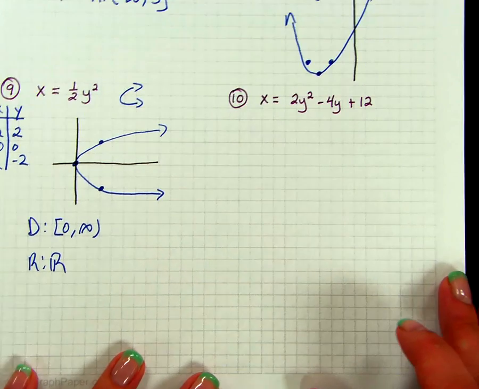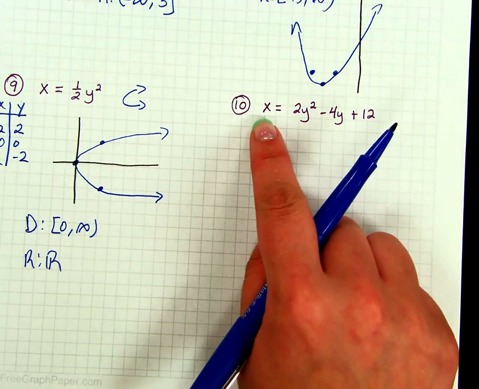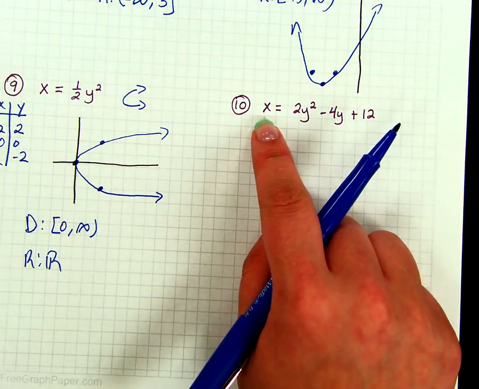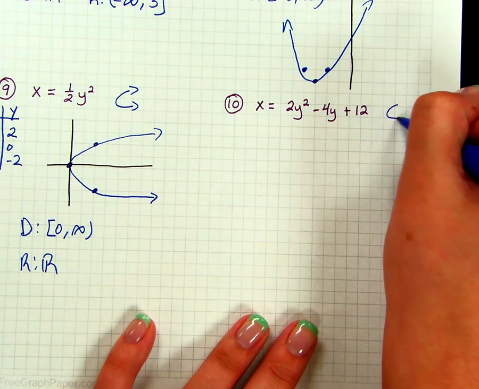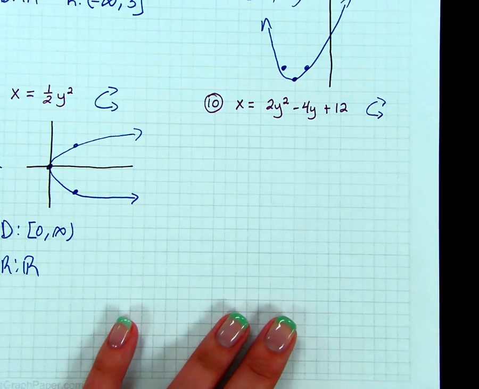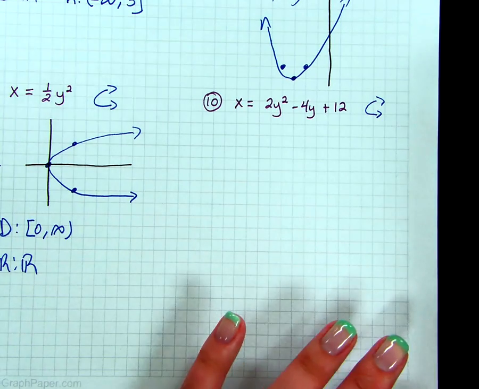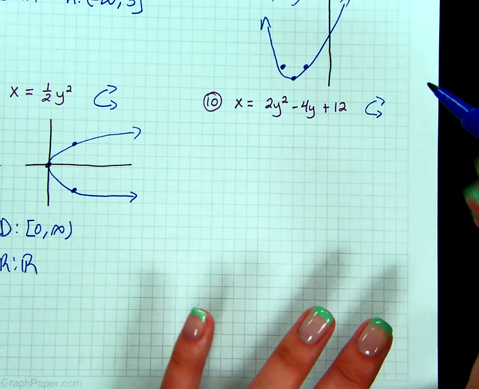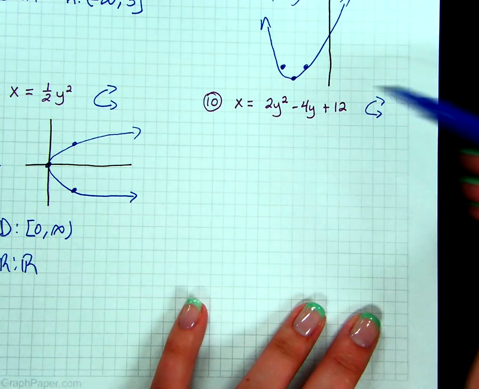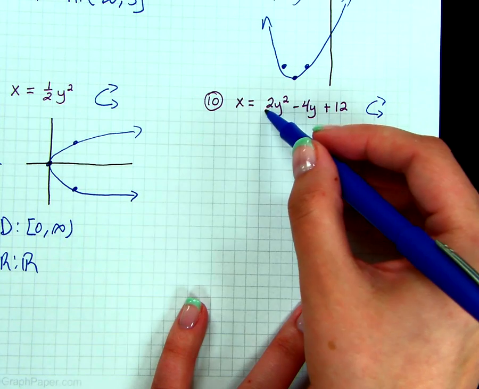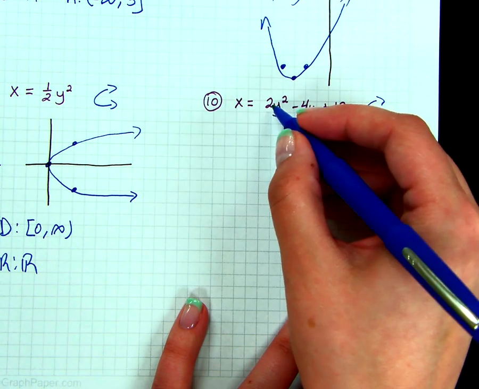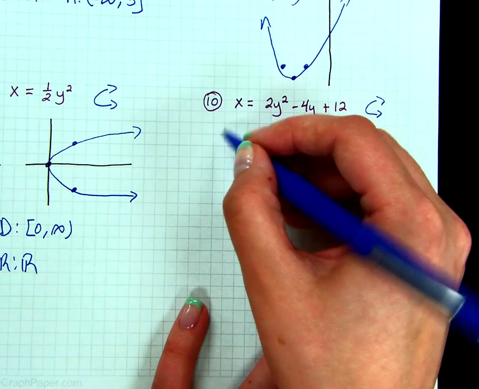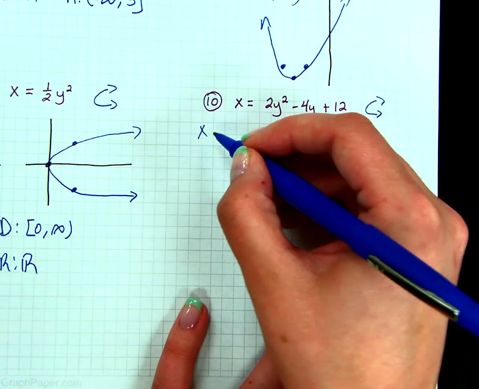All right, last problem. Looking at this, because it's in the form of x equals, it's going to be horizontal. This is positive, so again, this is going to open to the right when we graph it. And again, it needs to be in vertex form. So before we can graph, we need to complete the square on this. Since we have a number in front, we need to divide by that number. We can either divide it over to the other side, or we can just factor it out. I'm going to choose just to factor it.